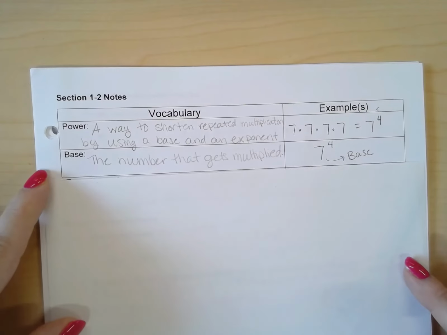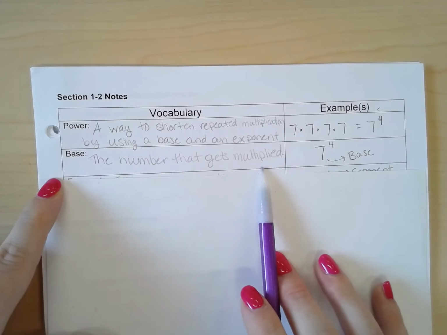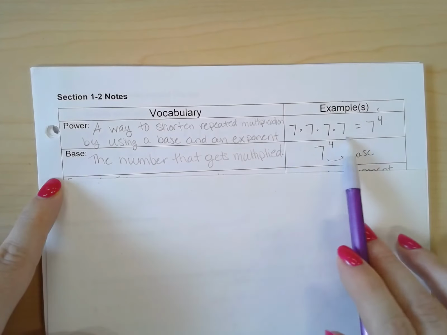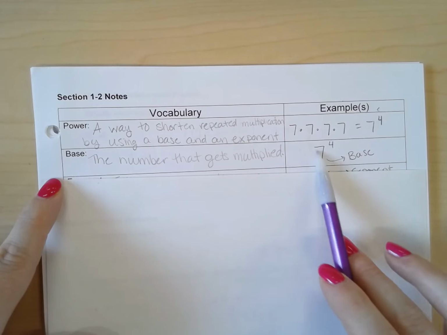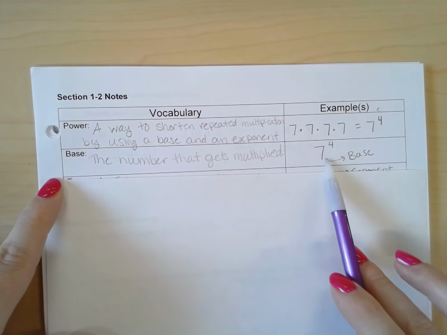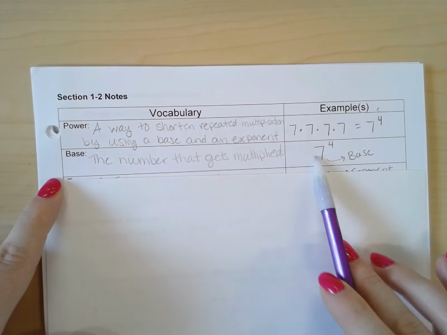The next word is a base. It's the number that gets multiplied. So in this previous example, we were multiplying 7 4 times. So that 7 from the power is what we call the base. Okay, so that's the number that gets multiplied.